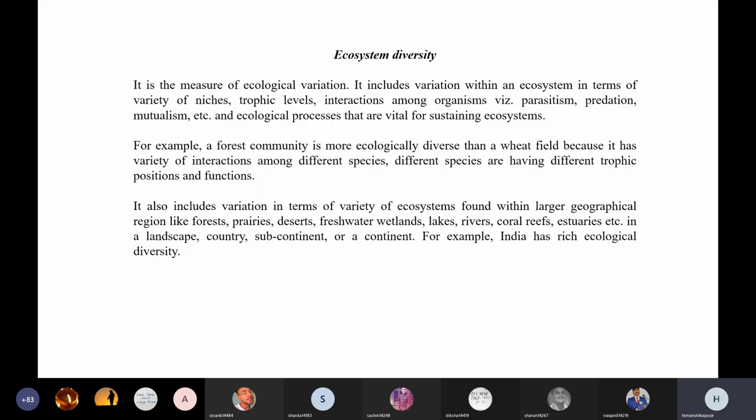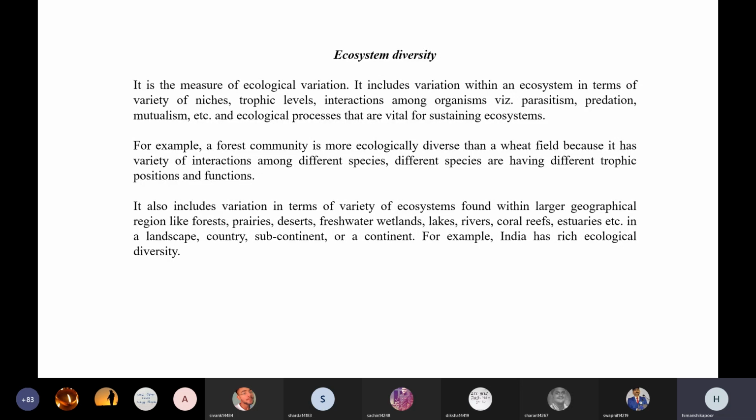So not only this, it is also about variations in terms of the variety of ecosystems which are found within larger geographical regions. So it also depends upon the geography. Some variation comes because of terrain, and some because of landscapes.